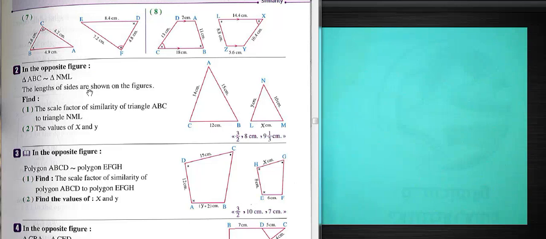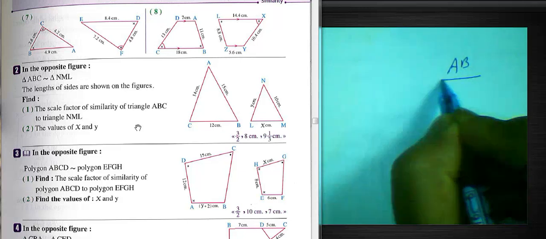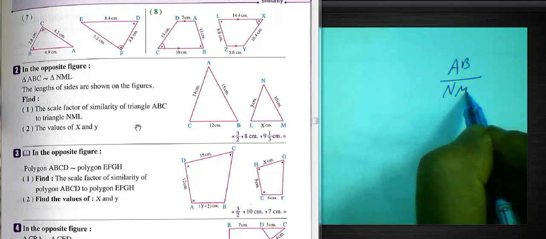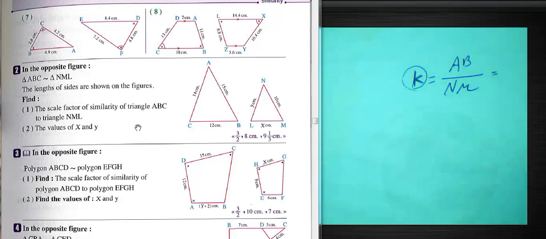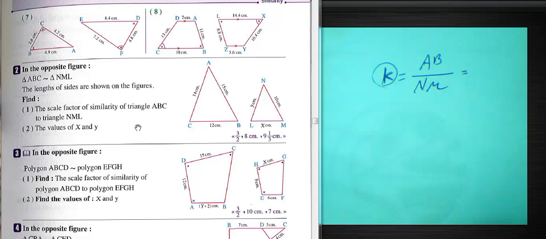Question number 2. In the opposite figure, triangle ABC is similar to triangle NML, the lengths of sides are shown on the figure. Find the scale factor of similarity of triangle ABC to triangle NML. We can find the scale factor between two triangles by finding the ratio between corresponding sides, such that we can write AB over NM. It will be K. K is a constant, referring to the scale factor of similarity of triangle ABC and triangle NML.